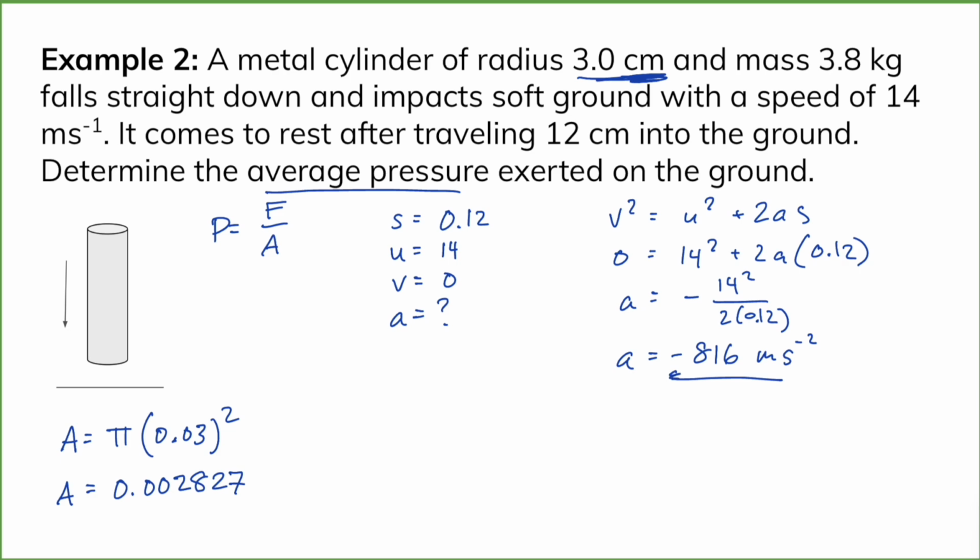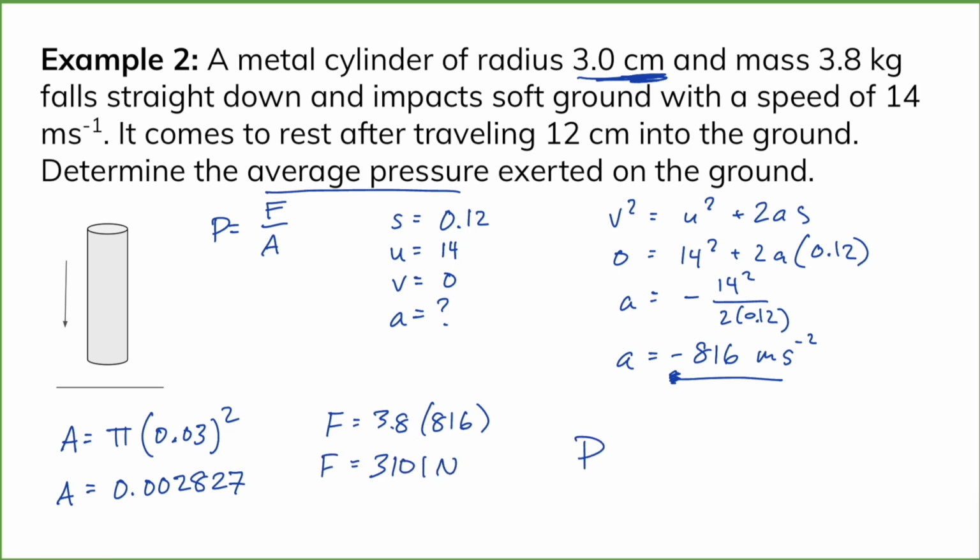So the negative 816, that's the ground causing an acceleration of negative 816. So the ground is exerting this force, but I want to know how much force is exerting back. Well, because of Newton's third law, I know it's going to be equal and opposite. So I know that the force on the ground is going to be 3.8 times 816 meters per second squared. So that gives me 3,101 newtons.